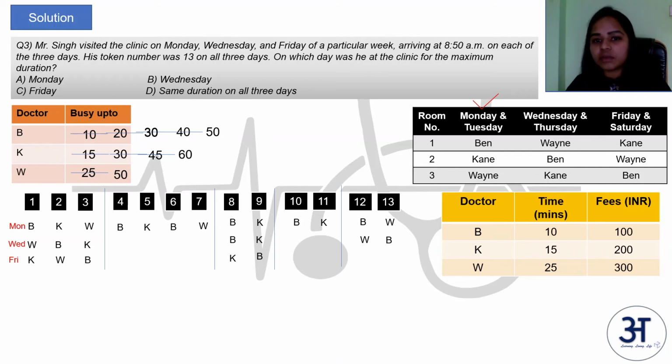So 12 will go to W and 13th will go to B. So on a Friday again, W is occupying room number 2 and B is occupying room number 3. So 12 and 13 will go to W and B respectively. So now we are interested in the 13th patient.